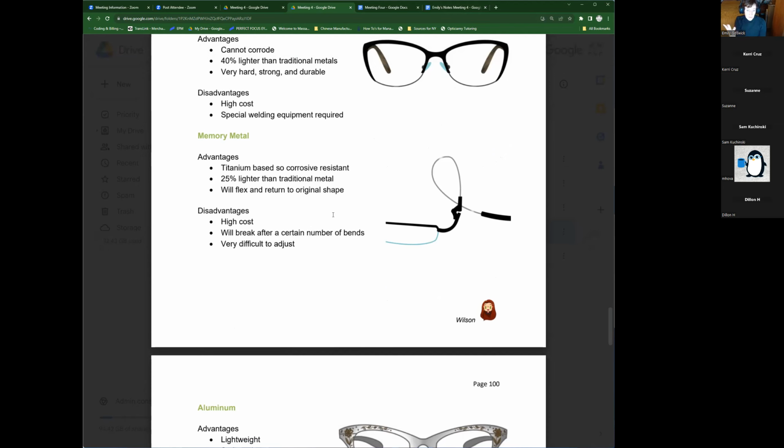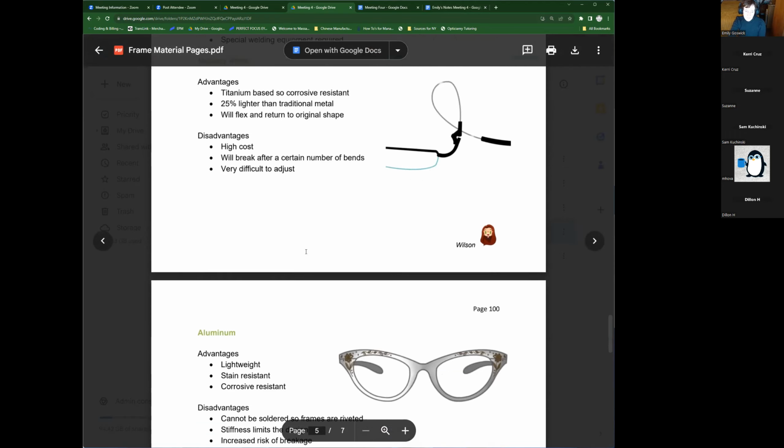Also the Flex-On frame has titanium in it, super flexible, super strong, bounces back, right? So you can kind of fold those in half and they will just come back to their shape, but they are a bit more expensive, right? You can imagine that a material that does that is going to be a bit more expensive than others.